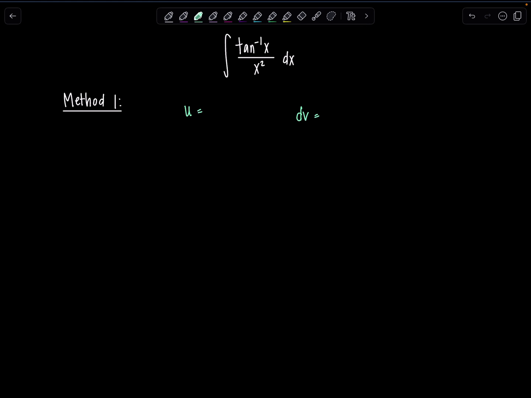Okay, so we're going to let u be tan inverse of x, and then dv would be 1 over x squared dx. And I know I'm going to have to take the antiderivative of that in just a hot second. So let's rewrite this as x to the negative second dx. Then du, the derivative of tan inverse of x, is 1 over 1 plus x squared dx. And then v, the antiderivative of dv, you're going to add 1 to the exponent and divide by the new exponent. So then it's negative x to the negative first, which we can rewrite as negative 1 over x.